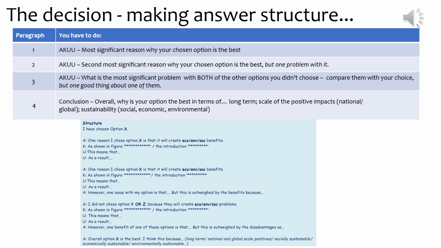You need a paragraph on the main significant reason why you chose your option, leave a line. The second reason why yours is the best, and then the third paragraph is basically slating the other two options, everything that's bad about the other two options and why you didn't choose them. So pause this now and have a look at the structure that I've shown below.